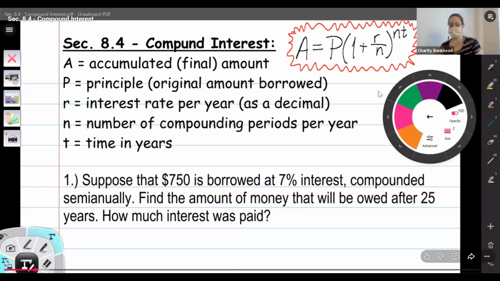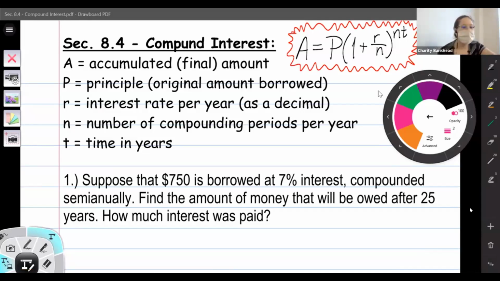Okay, this video was originally recorded with my microphone off by accident, so I'm attempting to re-record the sound now. And so this is about section 8.4, which is about compound interest.